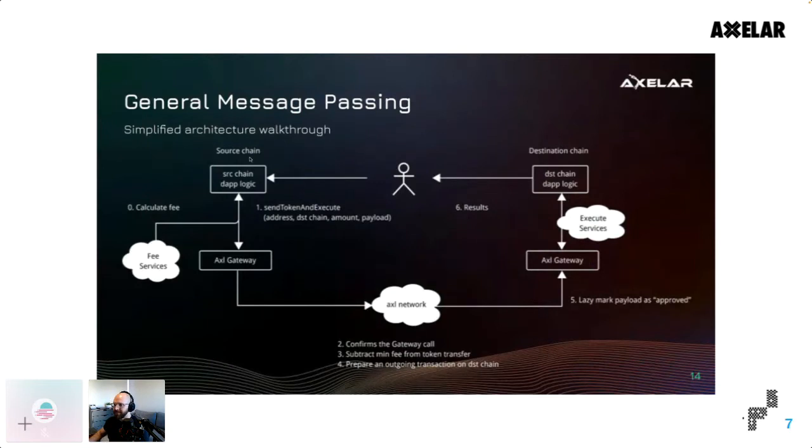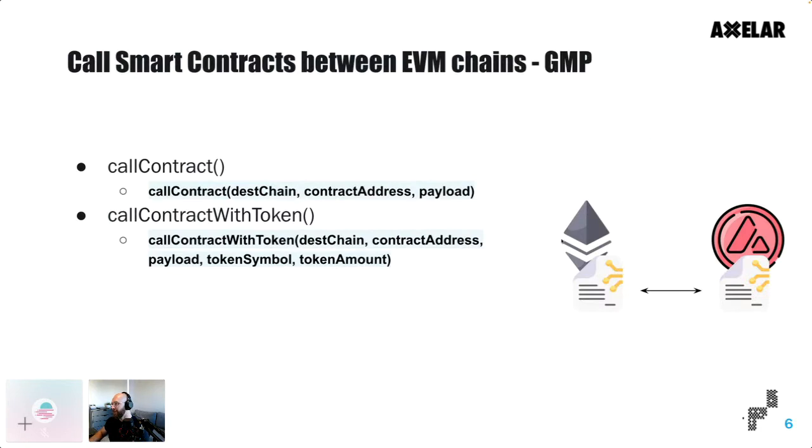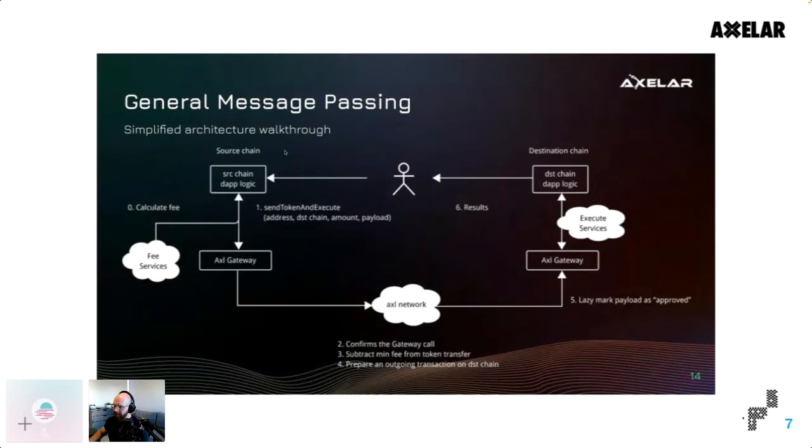Let's take the example that is here. We want to send from Ethereum to Avalanche. Here you will have your smart contract on Ethereum, and you want that smart contract to call your smart contract on Avalanche. Usually, your smart contract will call the Axelar gateway deployed on Ethereum, and the Axelar network will detect your call and forward it to the Axelar gateway on the destination chain.